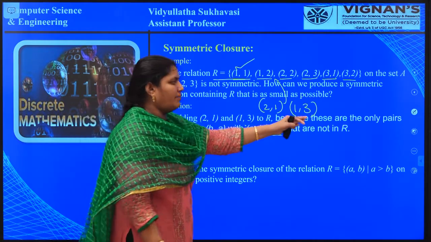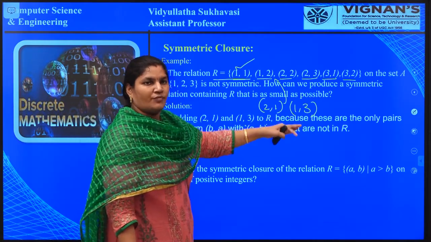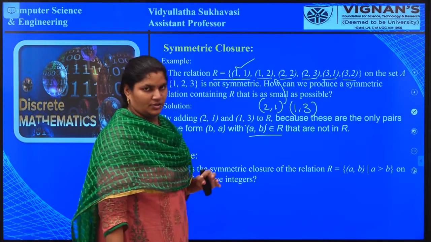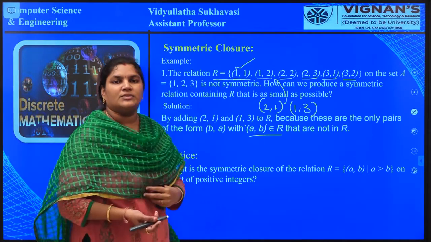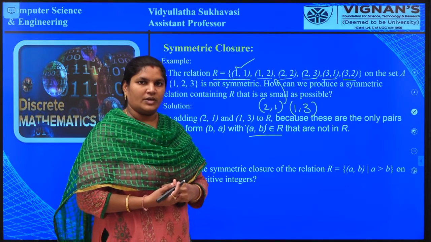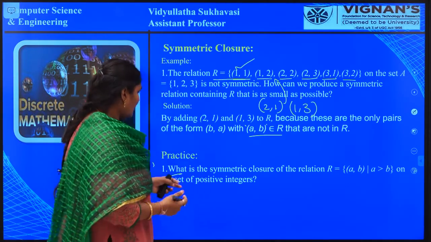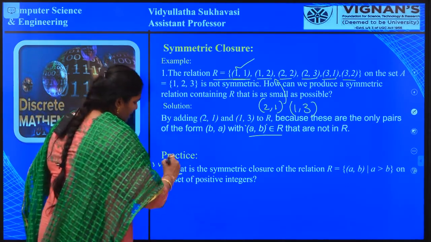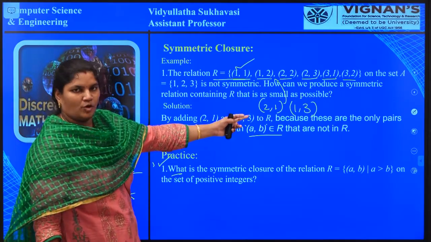Only these two ordered pairs are not in the relation R, so we need to add these two ordered pairs into the relation R, then it becomes a symmetric closure for the given relation R. Okay. So now practice this problem based on the same concept.